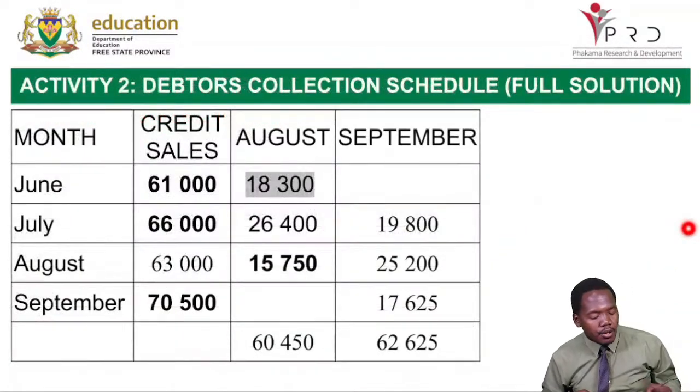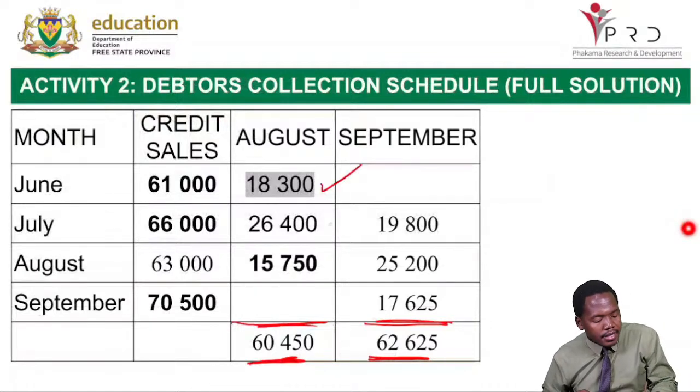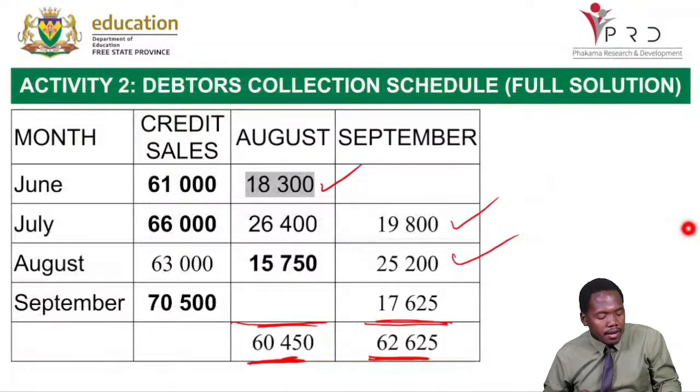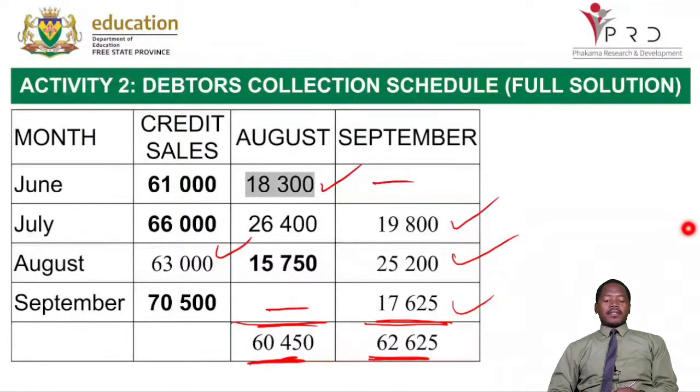Now, this is our full solution. This is the amount that we just calculated now. 18,300. We also calculated 19,800. We calculated 25,000. Calculated 63,000. We calculated 17,000. Okay, this is our full debtors collection schedule. Okay, now let us move on.